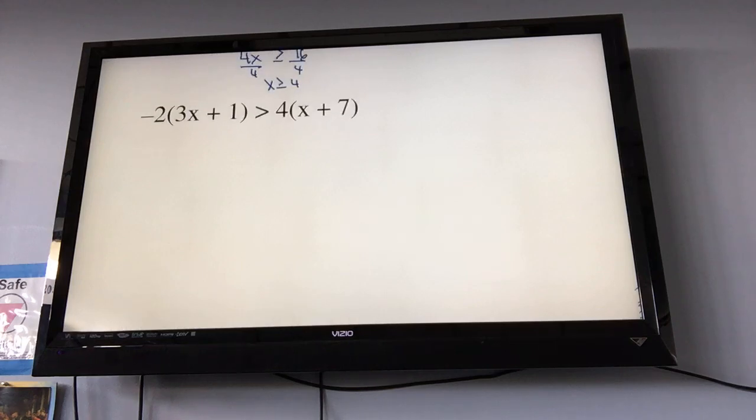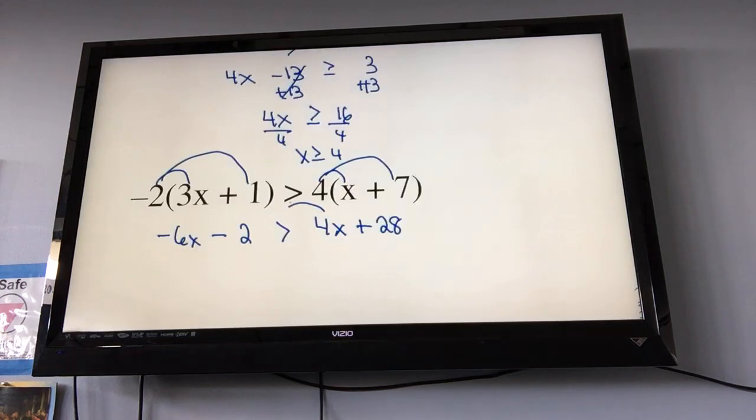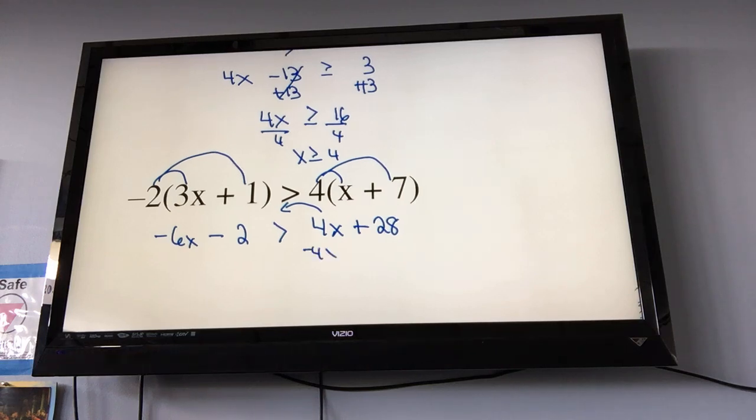All right, in my next one, I'm going to distribute. So I've got negative 6x minus 2 is greater than 4 times x and 4 times 7. And then Jacob, I want to move that 4x to that side, so what do I need to do? Minus 4. Okay, so I'm going to minus 4x.